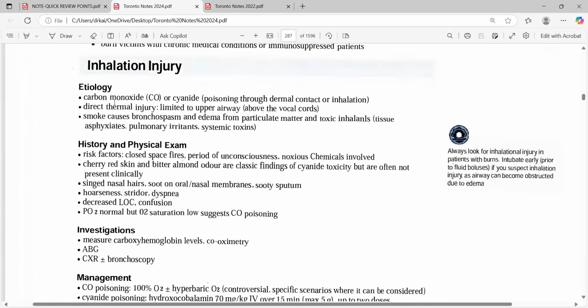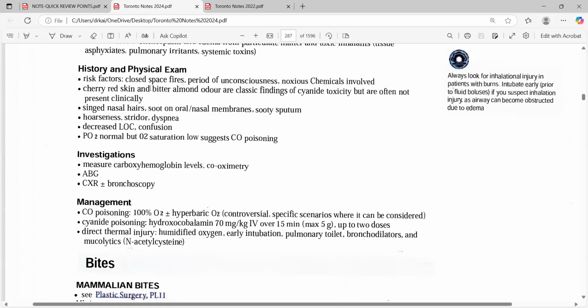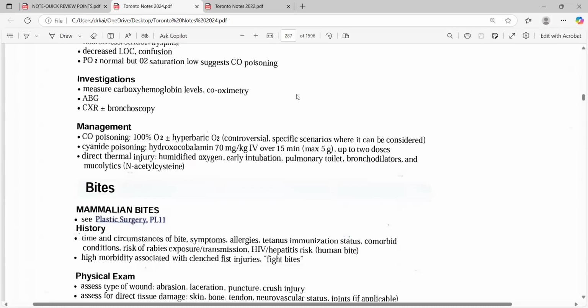In inhalation injury, what is important is basically later developing edema. So in these cases, you are going to start with the intubation. They can ask you what is the prevention or what would you like to see. So always look for inhalation injuries in a patient with burns, intubate early. That's what they want. Okay. If you suspect inhalation injury, airways can become obstructed due to edema. So CO poisoning, 100% oxygen plus hyperbaric oxygen.